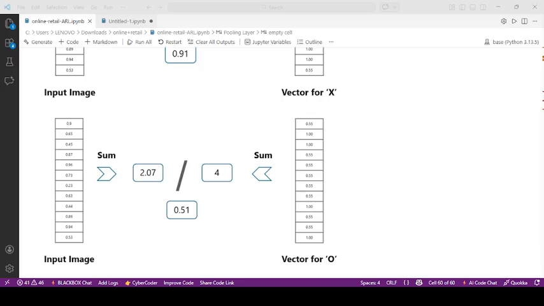ಸೊ ಇವಾಗ we have output as 0.51 for the letter O, and 0.91 for the probability match for X. Okay, so what is the conclusion that we got to know from comparing with our X and O? So it is clearly decided that it will match ಎಕ್ಸಾಕ್ಟ್ಲಿ, ಲೈಕ್ ಮೋರ್ ಮ್ಯಾಚ್ ಯಾವುದಕ್ಕೆ ಕಾಣಿಸ್ತದೆ, ಸೊ ಫಾರ್ ಎಕ್ಸ್.